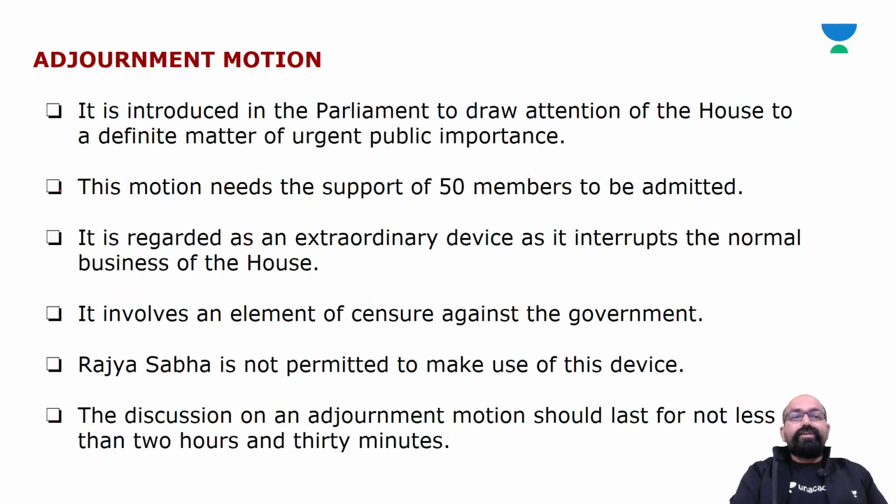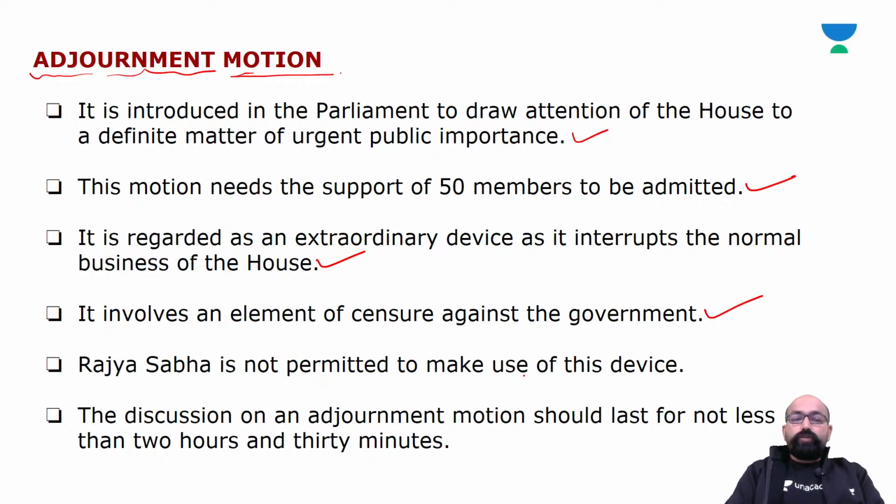Now, after that, we'll see adjournment motion. It is introduced in the parliament to draw attention of the House to a definite matter of urgent public importance. This motion needs the support of 50 members to be admitted. It is regarded as an extraordinary device as it interrupts the normal business of the House. It involves an element of censure against the government.